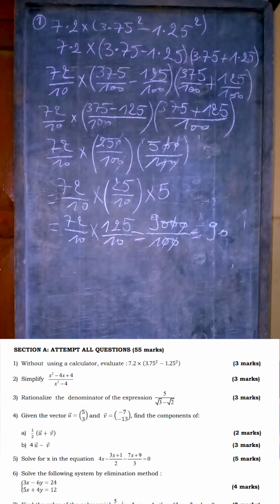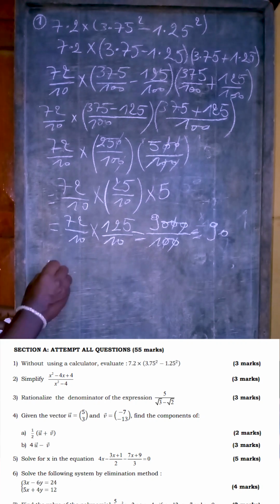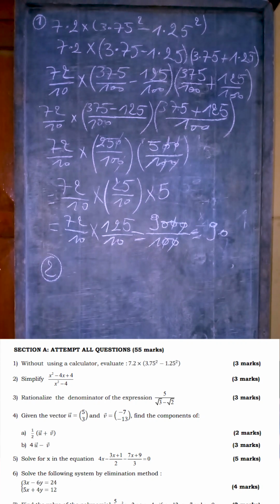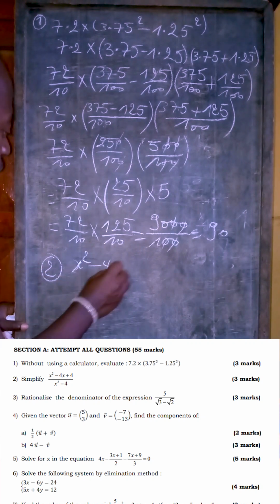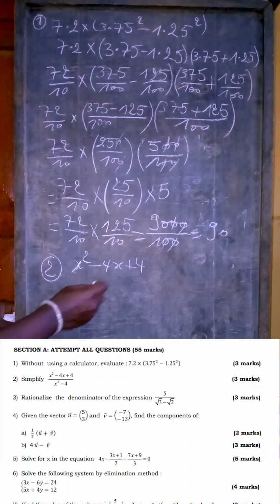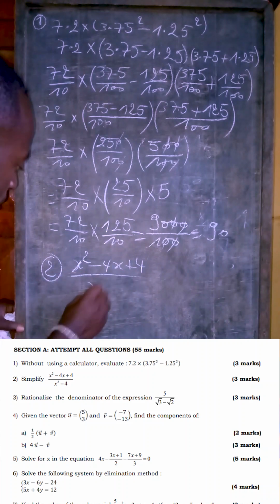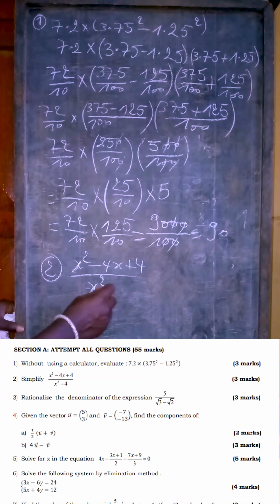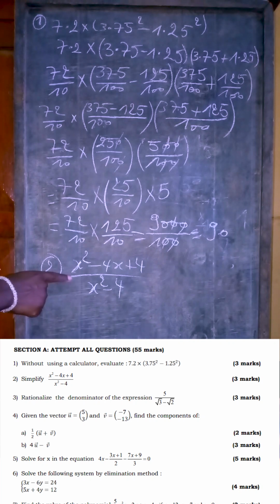Then let us take the second question. The second question is about simplification. Simplify x squared minus 4x plus 4 over x squared minus 4. After having something like this, what we have to do first of all is to factorize the denominator and also the numerator.